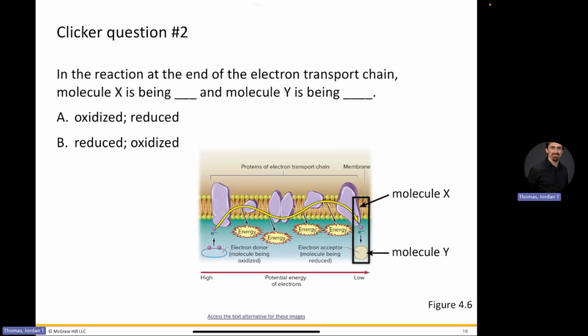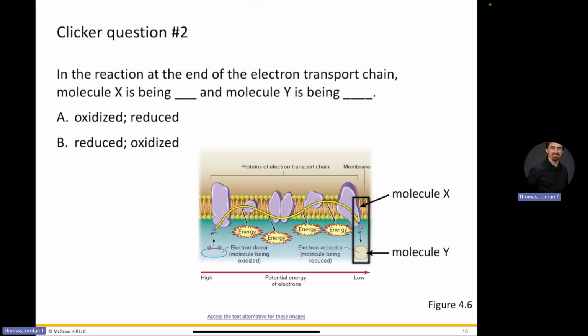So now I'm going to read off this question and I want you to pause to answer it. In a reaction at the end of the electron transport chain, molecule X is being blinked and molecule Y is being blinked. Look at the electron. Tell me what's happening to molecule X and what's happening to Y.